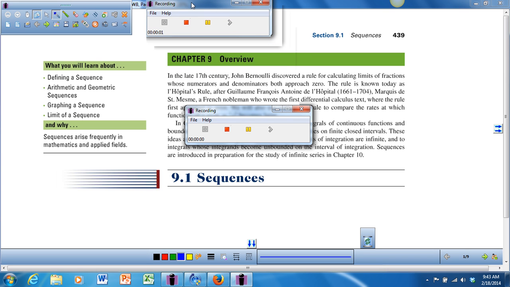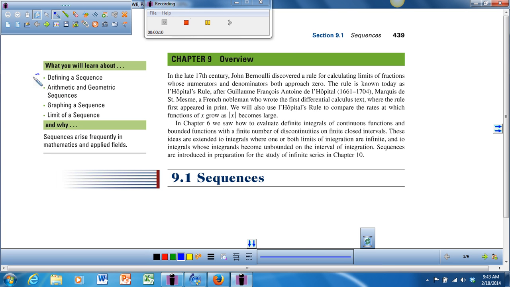So we start chapter 9 with sequences. You can see what we're talking about today is defining a sequence, arithmetic and geometric sequences, and graphing a sequence. We'll bring in the limits of sequences next class. So today's work is all things that you have seen before.